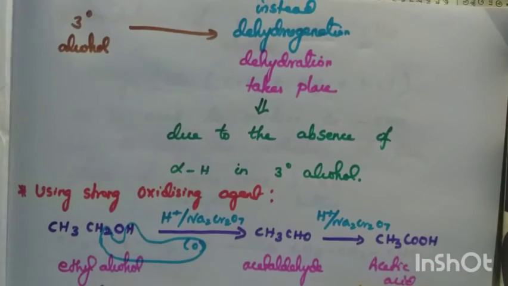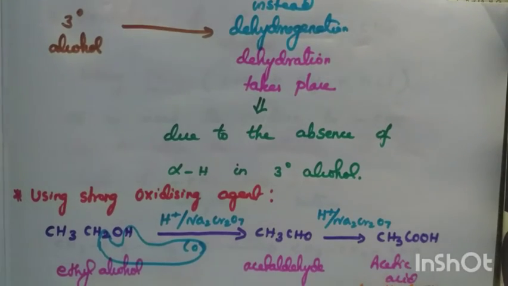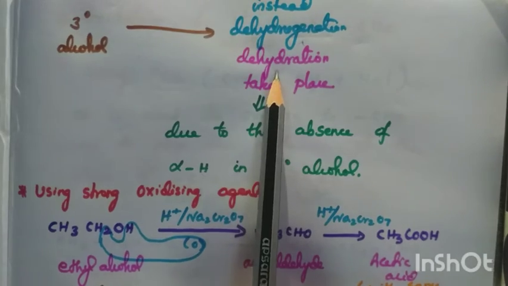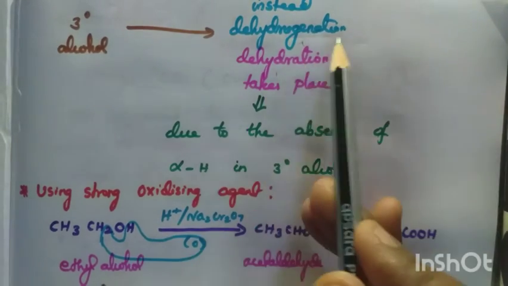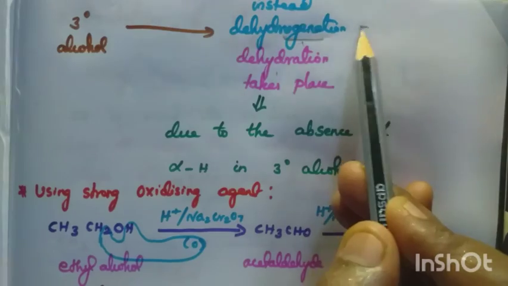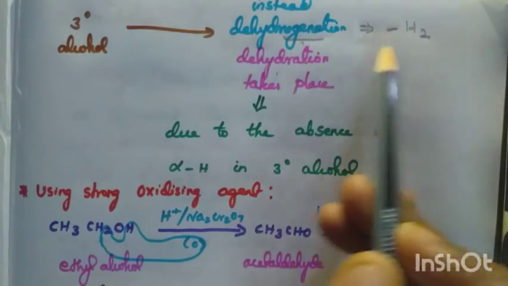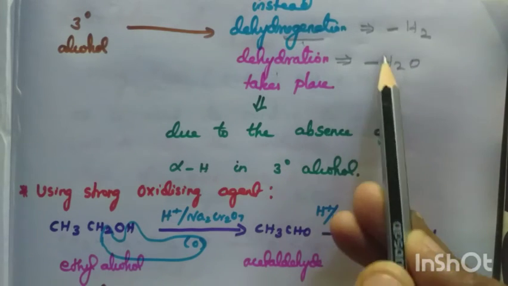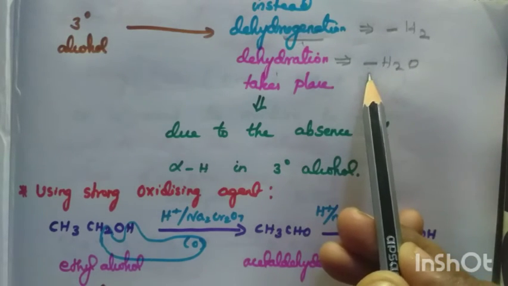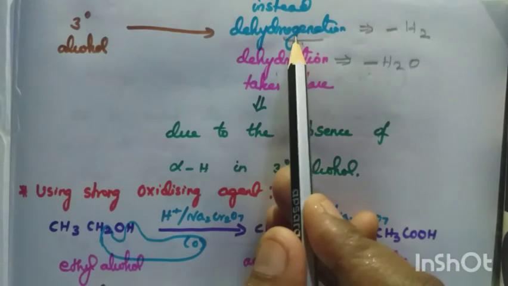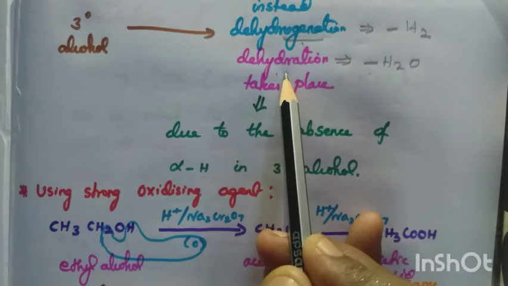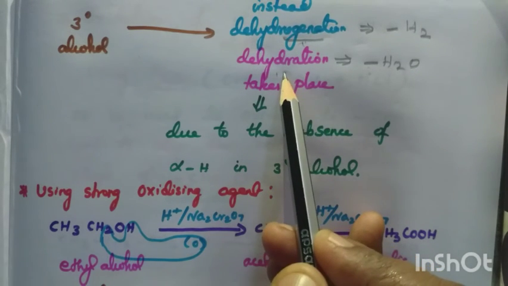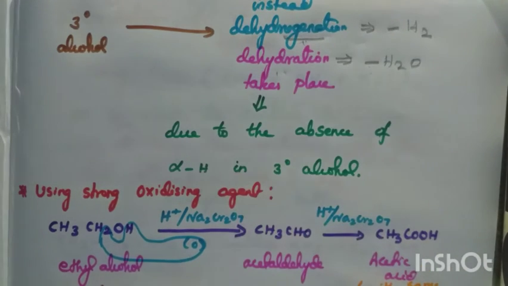Now tertiary alcohol. Tertiary alcohol on oxidation gives, instead of dehydrogenation, a dehydration reaction. Dehydrogenation, we know, means removal of hydrogen. Dehydration means removal of water. The minus sign represents the removal. Why does dehydration take place instead of dehydrogenation?